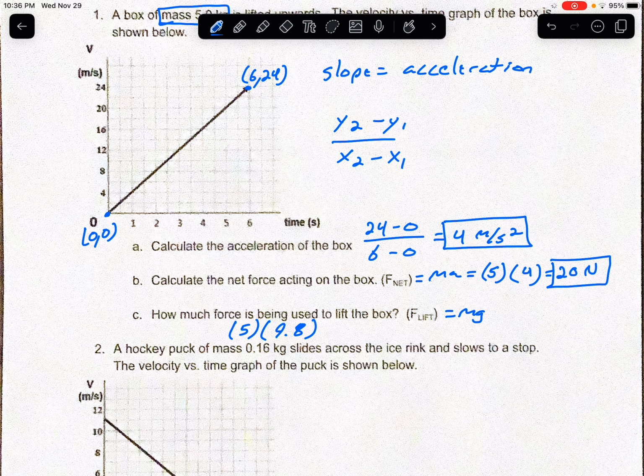I know gravity is always pulling down, so technically, your weight would be a negative value. But if I'm talking about the force that's used to lift the box, I'm the opposite of going down. I'm going up. So that's why we're going to use a positive 9.8 in this. But again, doesn't really matter. So 5 times 9.8 is going to give me 49 newtons.